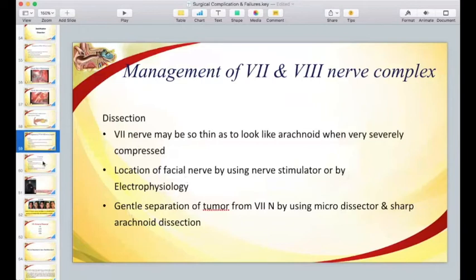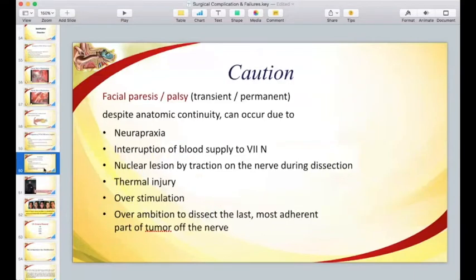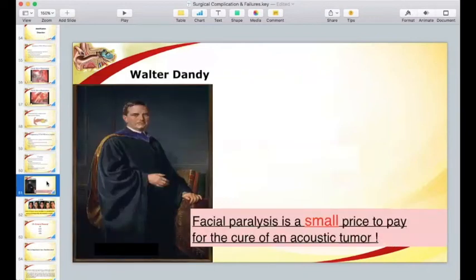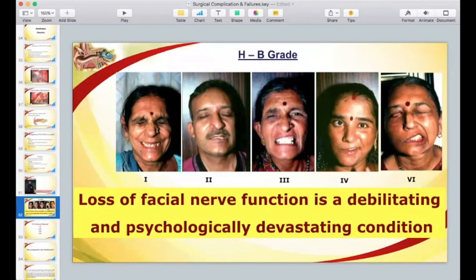And then it can still be paretic despite anatomic continuity because of neuropraxia or interruption of blood supply or traction or thermal injury or overstimulation and so on. Many years ago, 70, 80 years ago, Dandy, who was one of the pioneers, said facial paralysis is a small price to pay for the cure of an acoustic neuroma. Today, people will not accept it. Today, we have got microscope, we have got so many techniques, so many technologies, but we still have facial nerve dysfunction after acoustic tumor surgery, and it's debilitating and psychologically devastating.